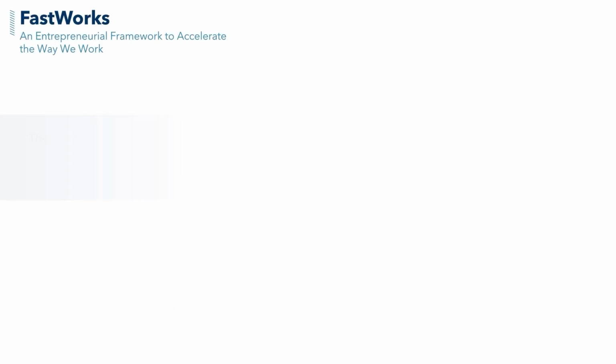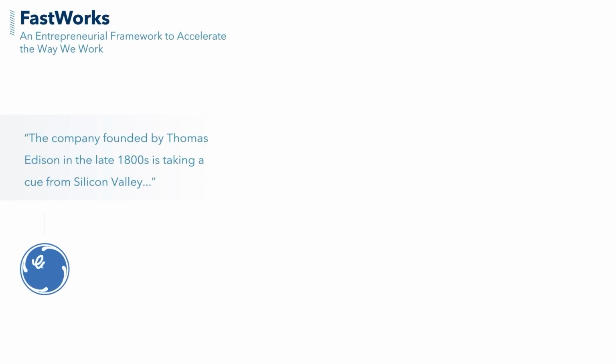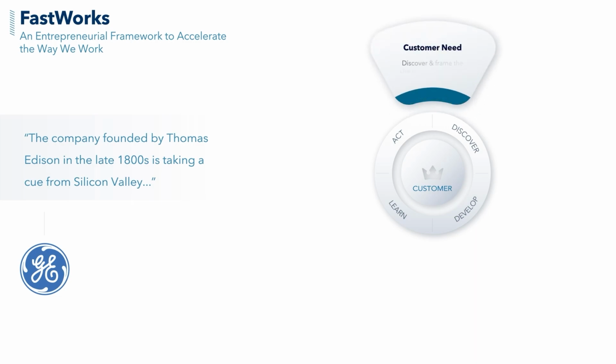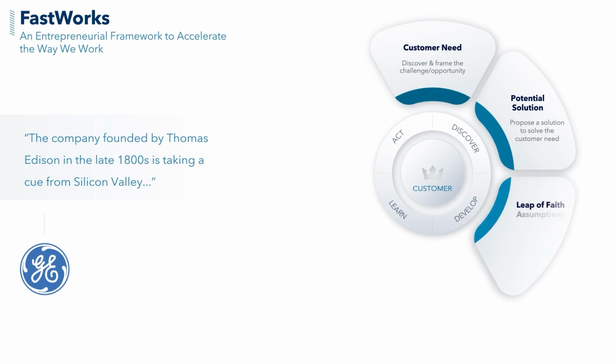Established organizations are still learning about the lean startup approach. General Electric mandated Eric Ries to develop their version of the lean startup approach named FastWorks, pictured here. Notice that FastWorks starts at the top with customer need and proceeds with potential solutions to get ahead in problem solving. Based on the preliminary projected solutions, GE's innovators identified their leap of faith assumptions.